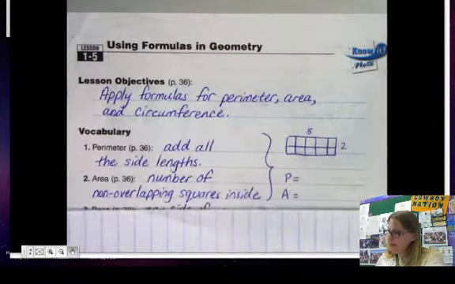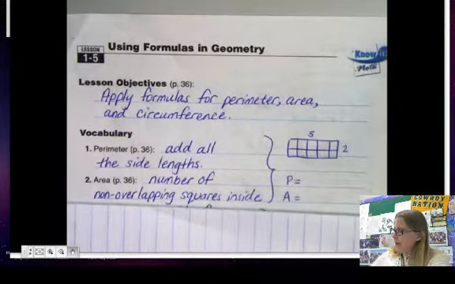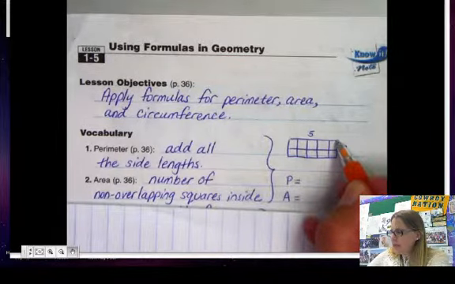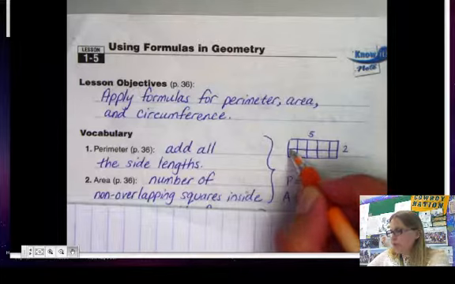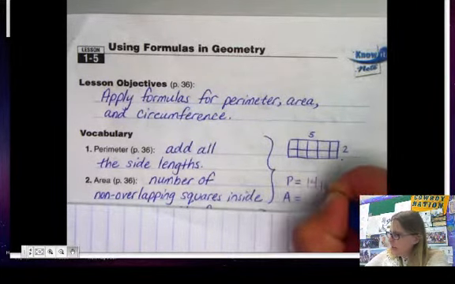So for example, in my picture here, I have a 5 by 2 inch rectangle. My perimeter, if I count around the edges, I've got 1, 2, 3, 4, 5, 6, 7, 8, 9, 10, 11, 12, 13, 14. So my perimeter is 14 units.